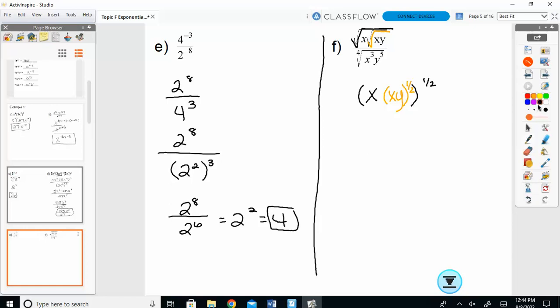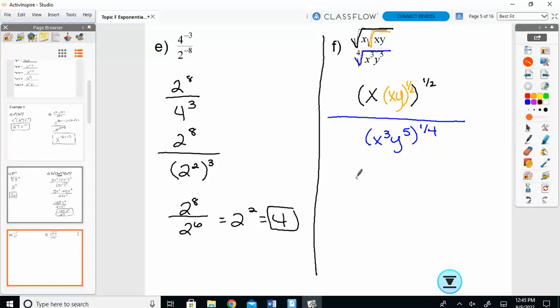Is everybody with me there? Sure. On the bottom, this was all under a radical. What power would we do? It's 1. So now let's start cleaning this up.